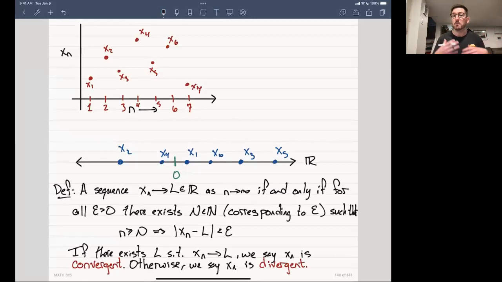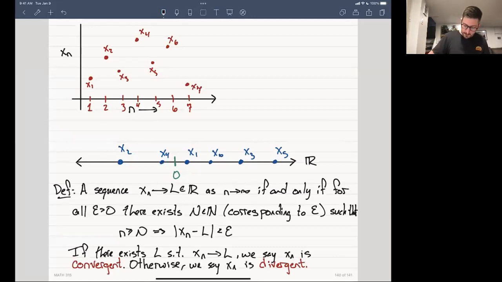You say, I want everything within some small number of the limit. Say I'm interested in 10 to the minus 2. Well, what this definition says is that I can always look far enough in the sequence to guarantee that every point beyond that is within 10 to the minus 2 of the limit. Maybe you want more precision, 10 to the minus 5. Still a positive number, still a valid choice for epsilon.